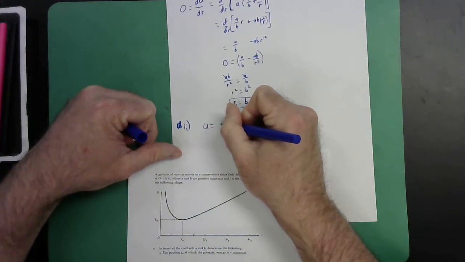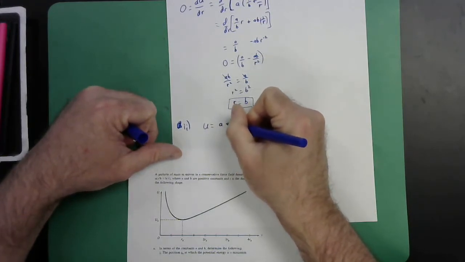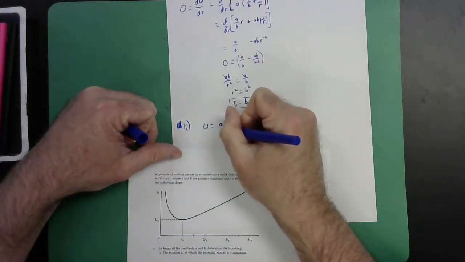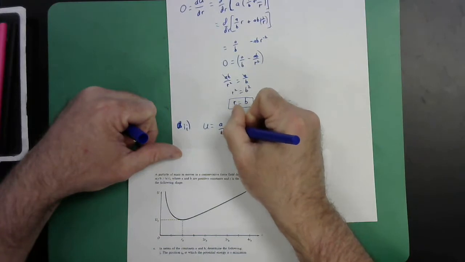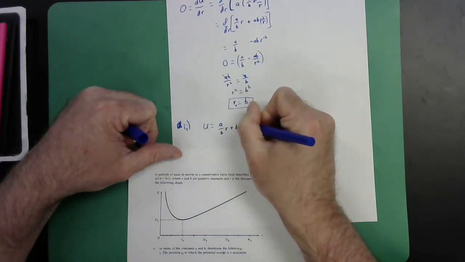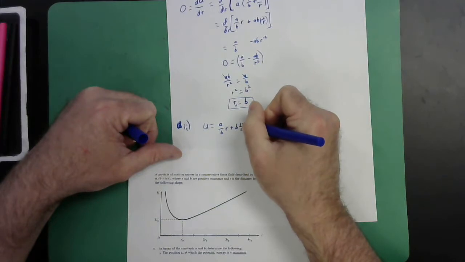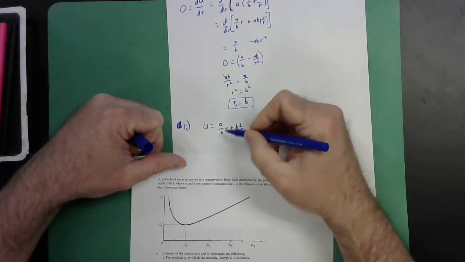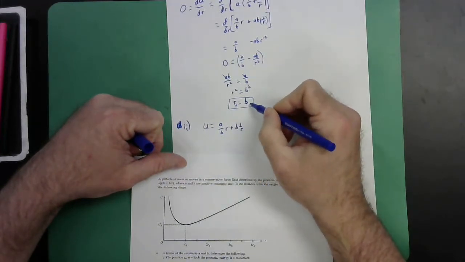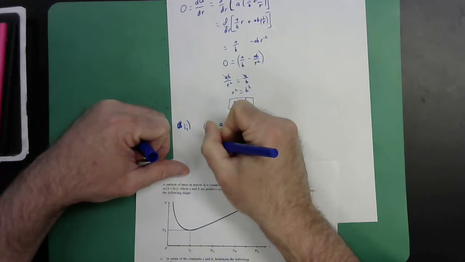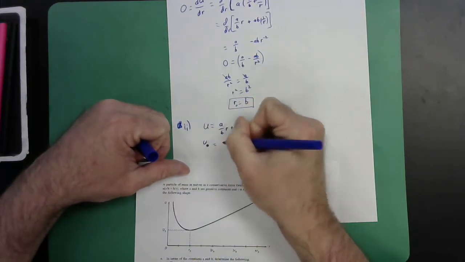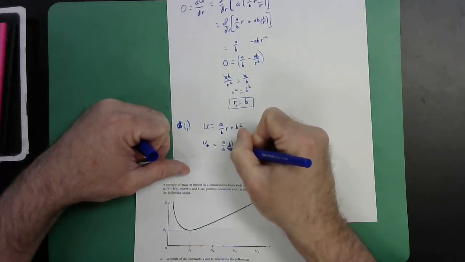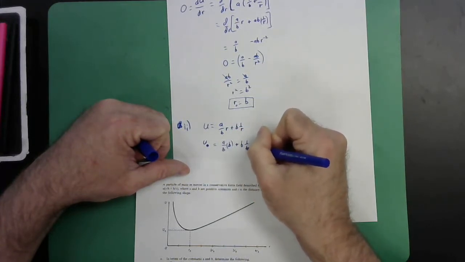U is A times, let me do that nice form that I came up with there, A over B times R plus B times 1 over R. Okay. And what I want to do is plug in R naught. Well, R is R naught, R is B. So that U minimum, which they're calling U naught, is going to be A over B times B plus B times 1 over B.